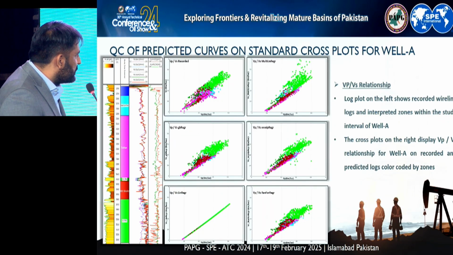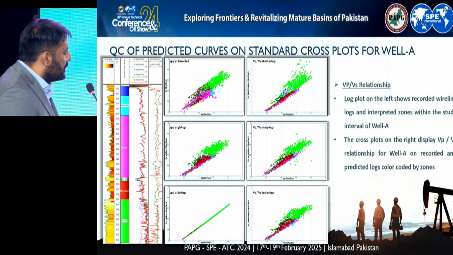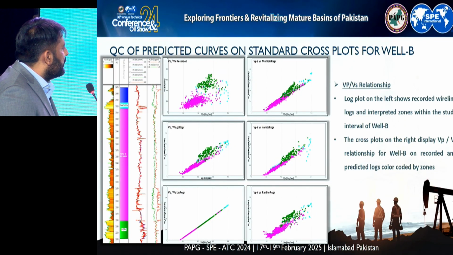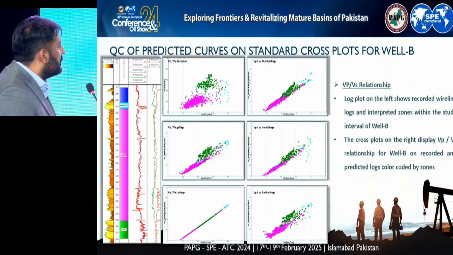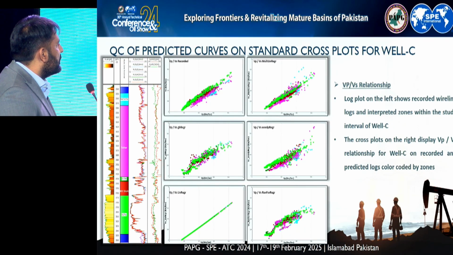So for the cross plots, we have cross plotted VP and VS. You'll see that the first one on the left is the recorded response, and all the others are the machine learning response. You'll see the similarity for well A, well B. There is a little bit of inconsistency over there, but you'll see that generally the response is similar to the recorded one, and over well C also.